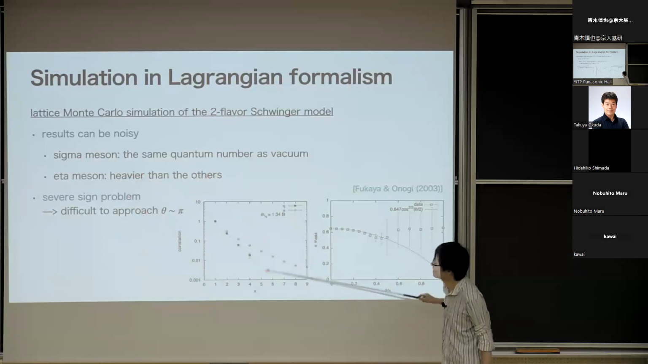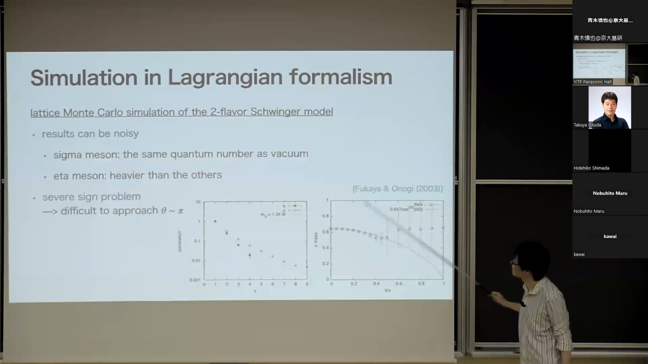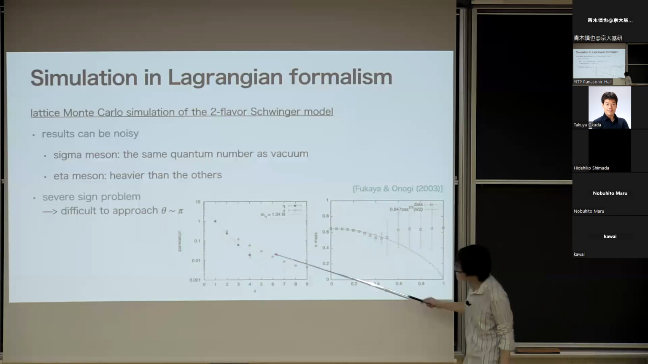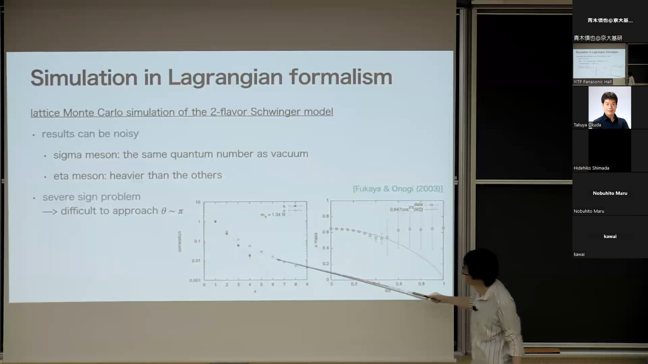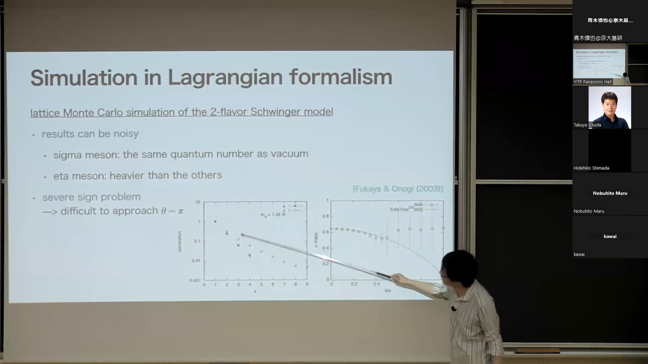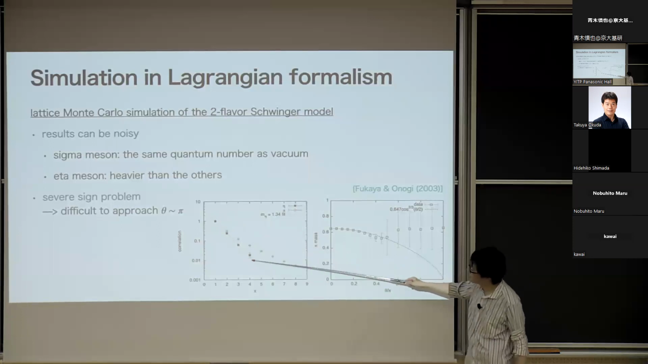And this is actually the example in this paper. This circle represents the correlation function of the pion meson, which can be measured nicely. But for the eta meson, this black square, there are only 4 points here, and the statistical error is much larger.